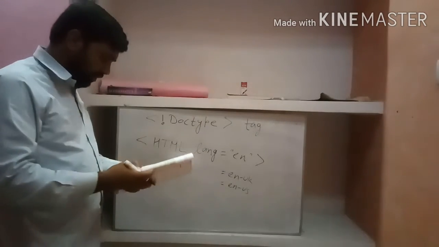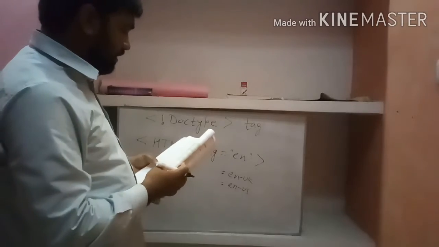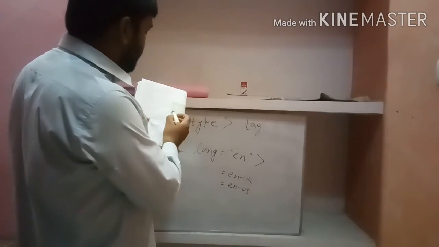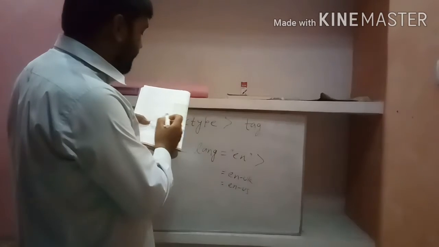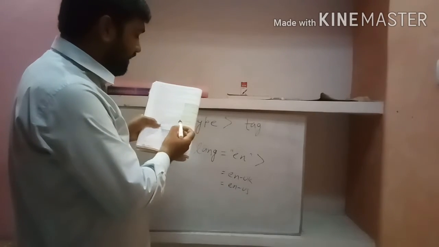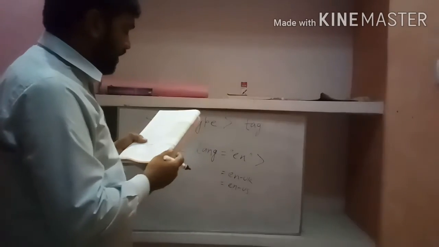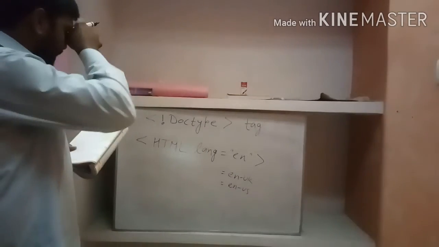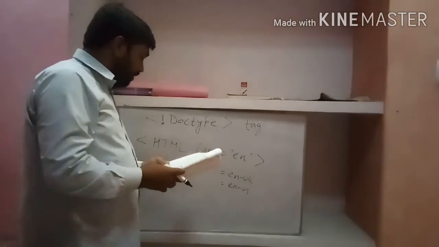As you can see on page number 74, some common language codes are given. For Hindi, HI; for Greek, EL; for French, FR; for Italian, IT; and for Japanese, JA. Those are the versions we use.